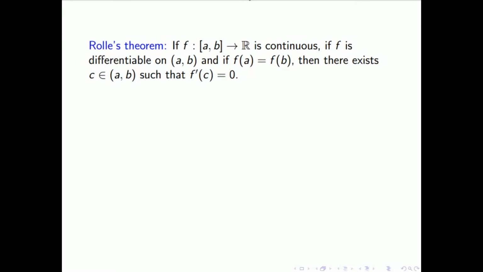A function f from the closed interval [a, b] to R is continuous in the closed interval, differentiable in the open interval, and the functional values f(a) and f(b) are the same. Then this theorem says that there exists a point c in the interval (a, b) such that its derivative is 0.